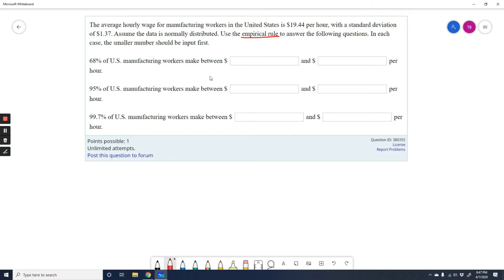So for this first part, 68% of U.S. manufacturing workers make between what and what? To find those values, we go one standard deviation away from the mean. The mean, the average hourly wage, is $19.44, and our standard deviation is $1.37. So 68% of U.S. manufacturing workers make between one standard deviation below the mean and one standard deviation above the mean: mean minus one times the standard deviation, mean plus one times the standard deviation.